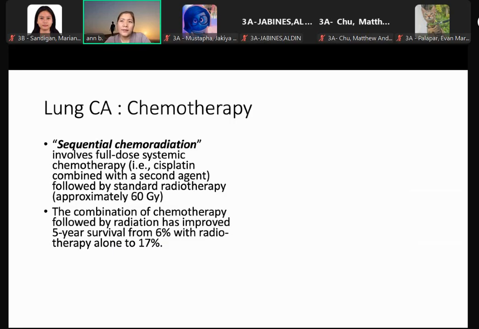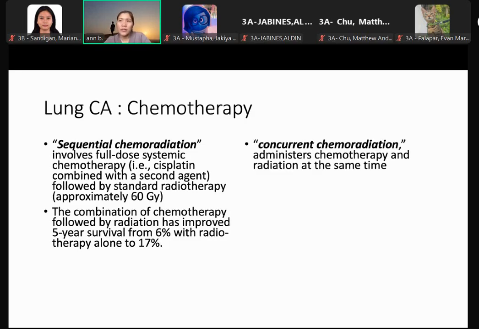Again, we give these patients these kinds of therapy because 6% or 17% is not 0%. Sometimes they hold on to the percentage that they will still live, and the quality of life that we could offer to these patients. But there are some patients who, if you talk to them properly, won't go for any therapies anymore.